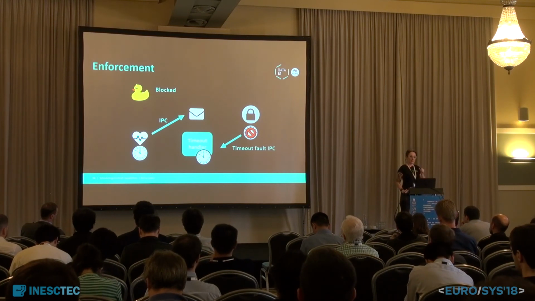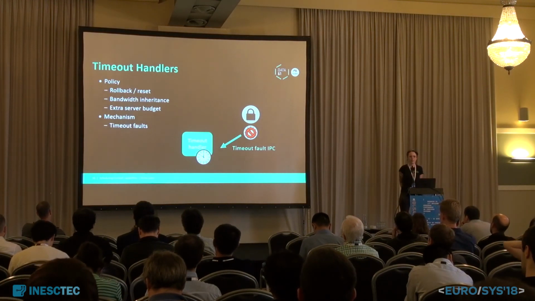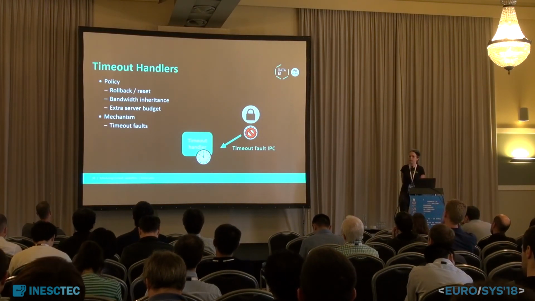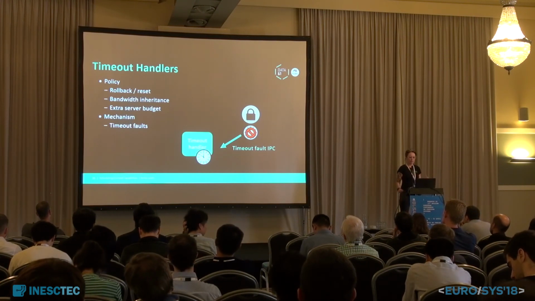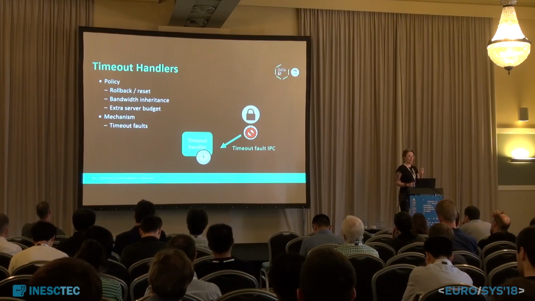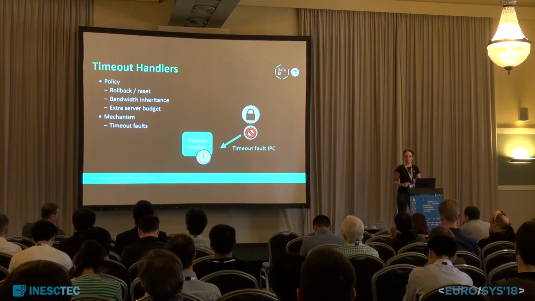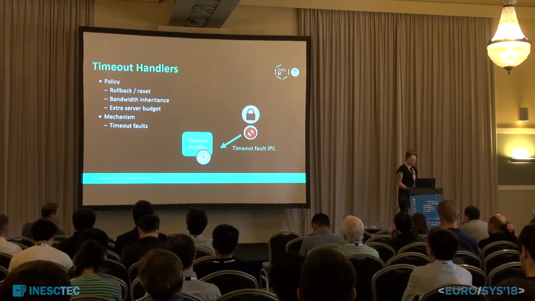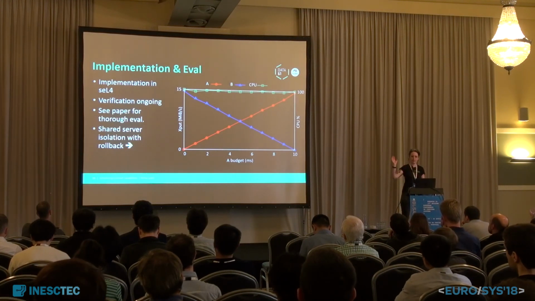The timeout fault handler just gets a notification saying, hey, this has happened, and then it can do whatever is appropriate for that service. So that might be something like rolling back the server to the last known state, some kind of bandwidth inheritance, really whatever is appropriate for that system. It might be more things like if it's actually representing a device, doing some kind of emergency reset, whatever's appropriate. So I've implemented all of this in seL4.